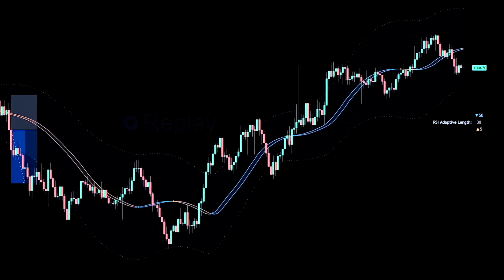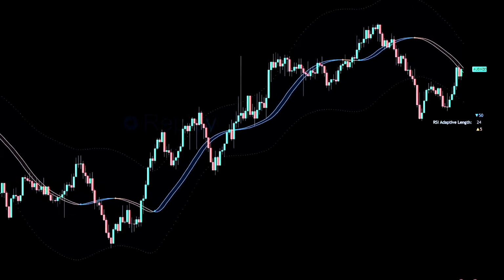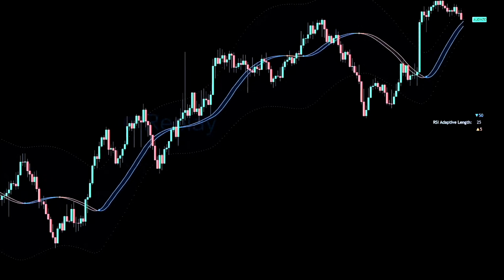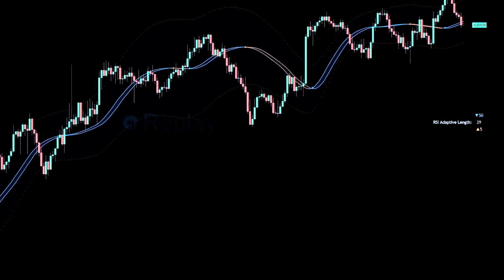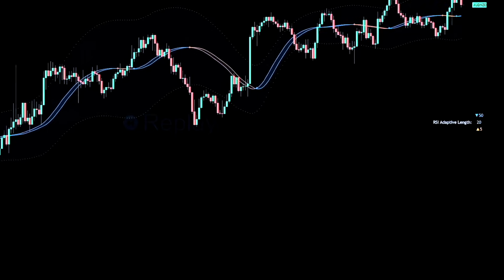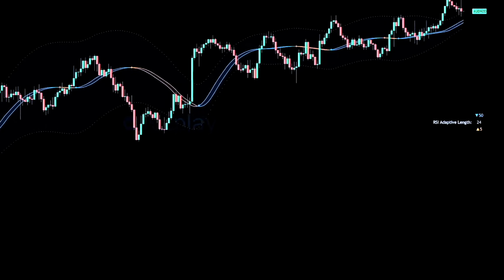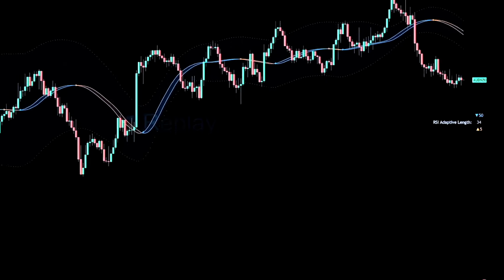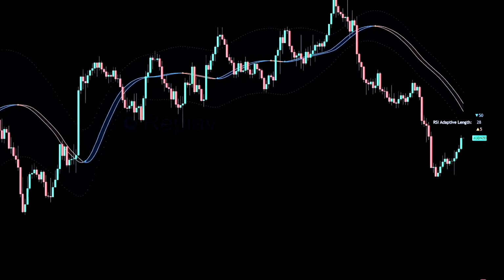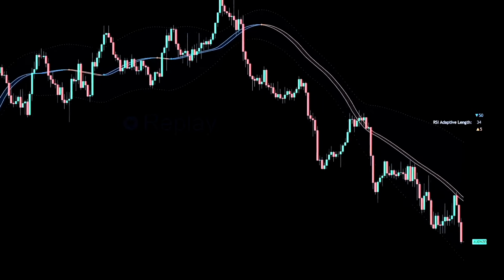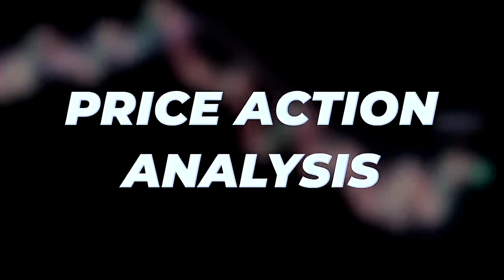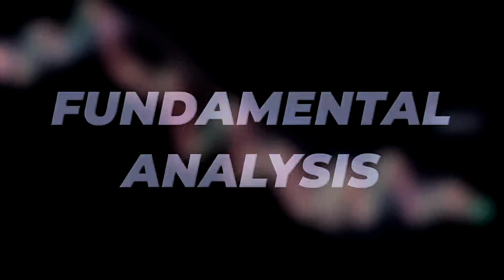However, please note that this is not financial advice. The information and strategies discussed are purely educational, aimed at explaining how this indicator works and how it might be interpreted. Trading carries risks, and past performance does not guarantee future results. Always conduct your own research and incorporate additional analysis such as price action or fundamentals before making trading decisions.